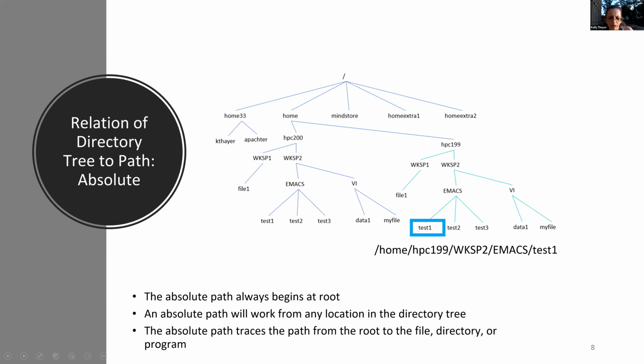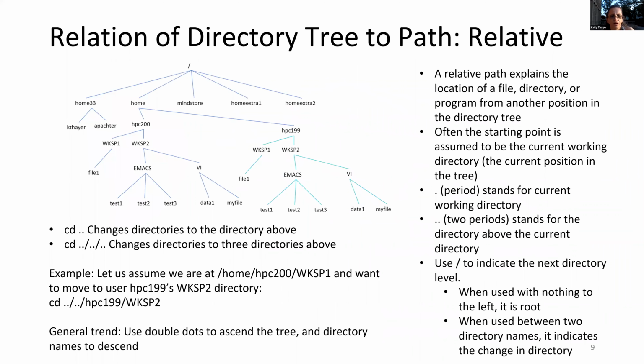The absolute path, because it is absolute, will work from any location in the directory tree, whereas the local one, if you say the directory above, of course, depends on which directory you're currently in. The absolute path will trace the path from the root to the file, directory, or program. Now the relation of the directory tree to the path: the relative path.